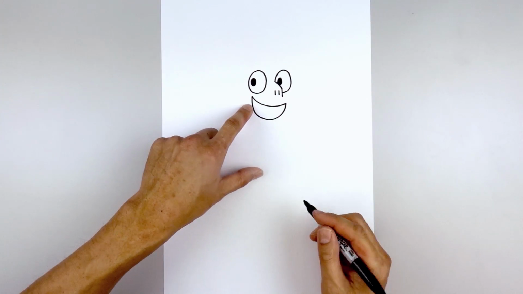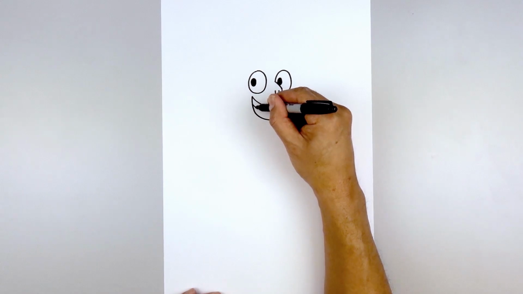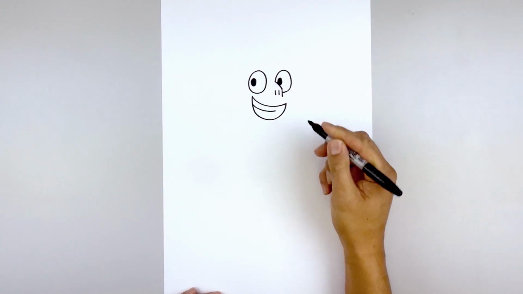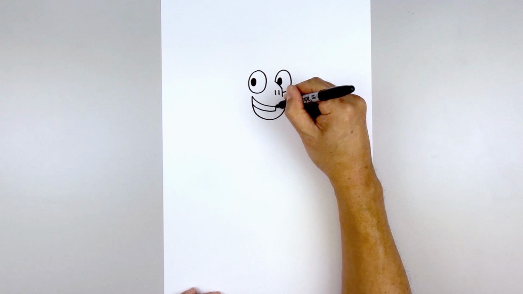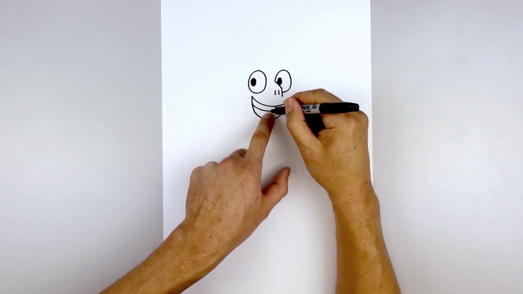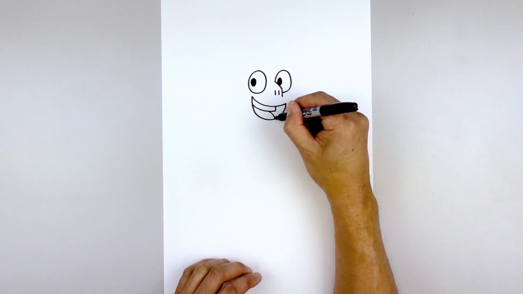Let's draw the top row of teeth. Starting on the left side of the mouth, curve down and then in to right about there, and then go straight up underneath the edge of the mouth. Now we're going to move back, curve out, and then down for the tongue.